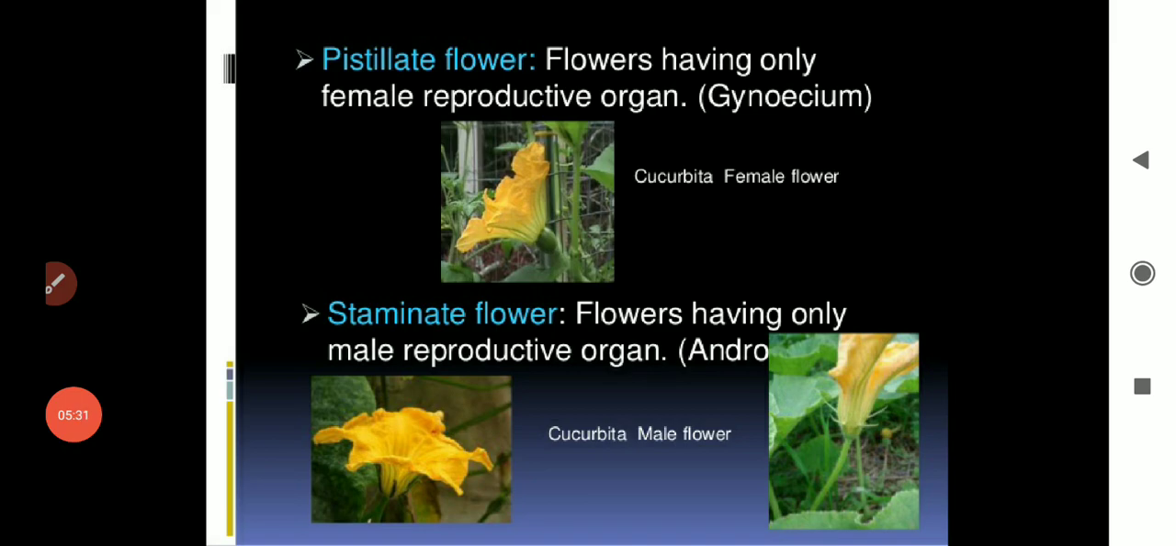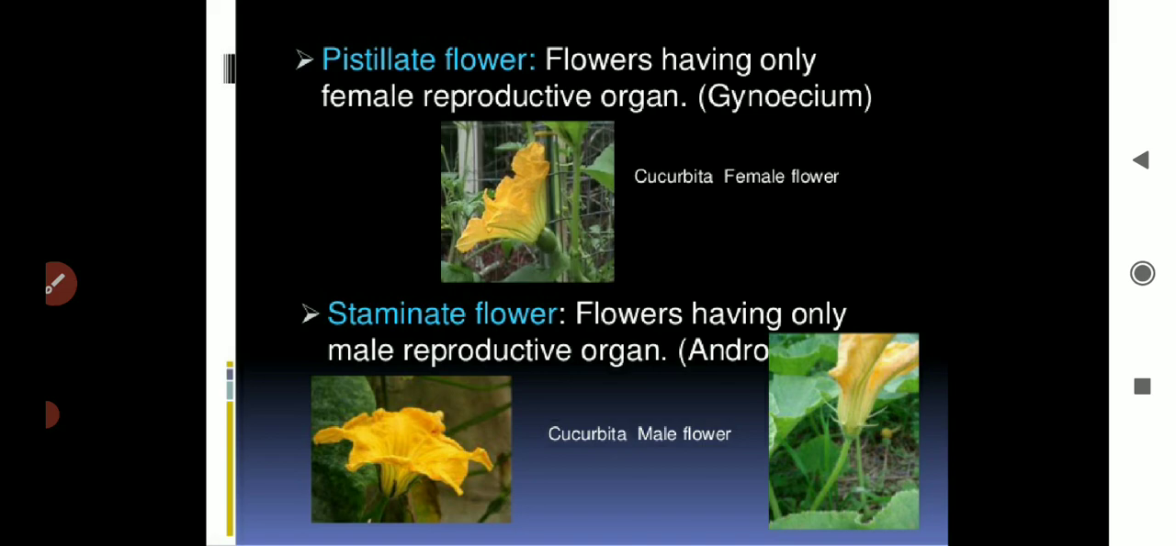Now, if the flower has only one gynoecium or one female part, it is pistillate. And if the flower has only one male organ, that is, it is staminate. Okay, pistillate, one female, staminate, one male. Okay, so this is easy.